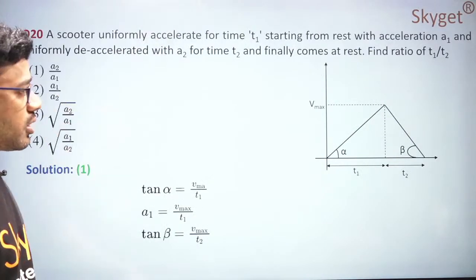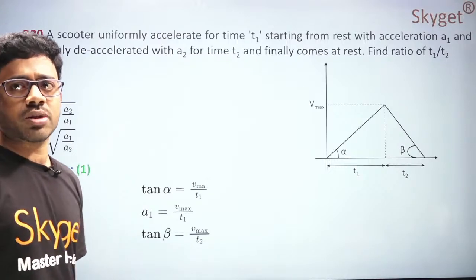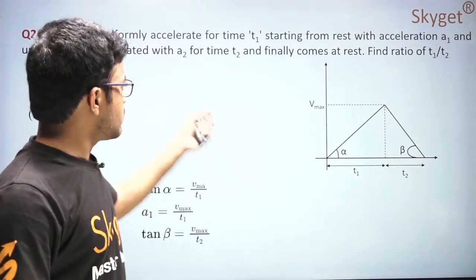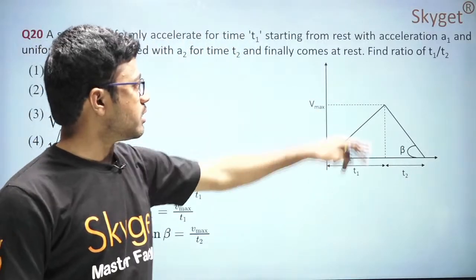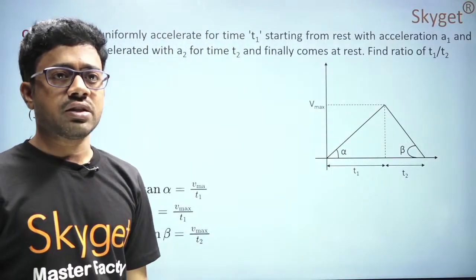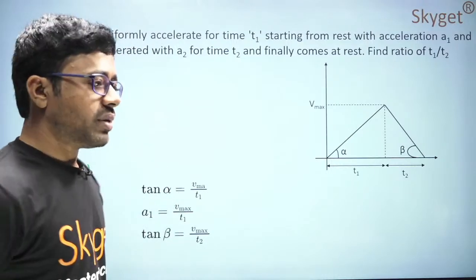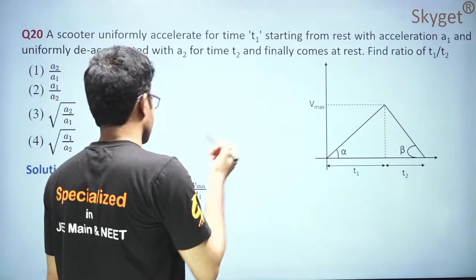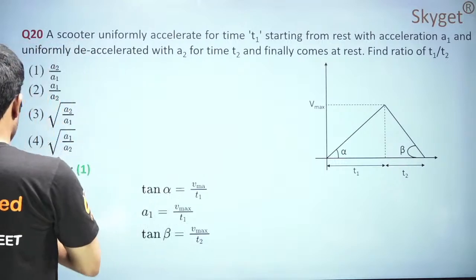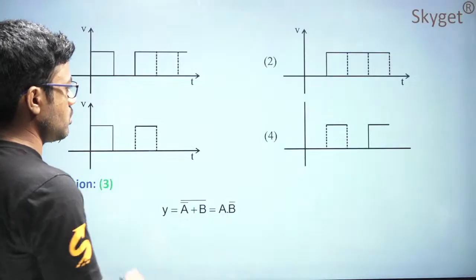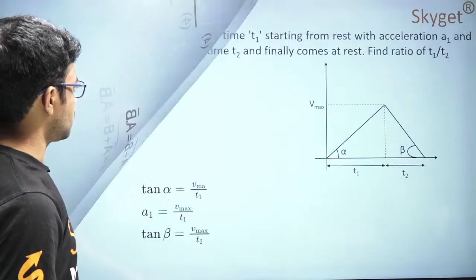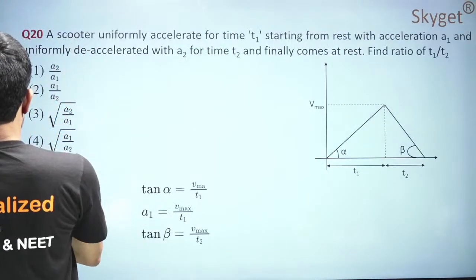Next, in this problem number 20, it is a very simple problem from motion in a straight line. He says the scooter is uniformly accelerating for time t1. So the uniform acceleration is given as a1, so let us take it as a1.